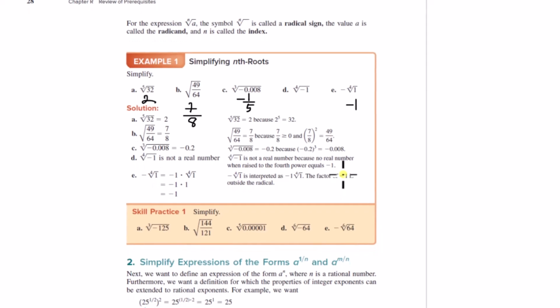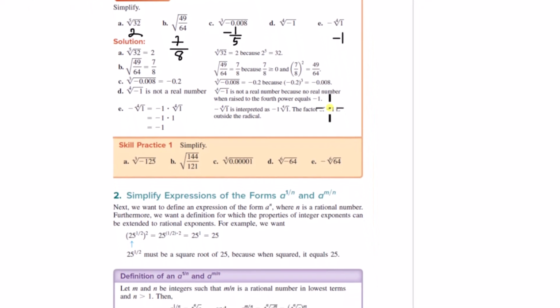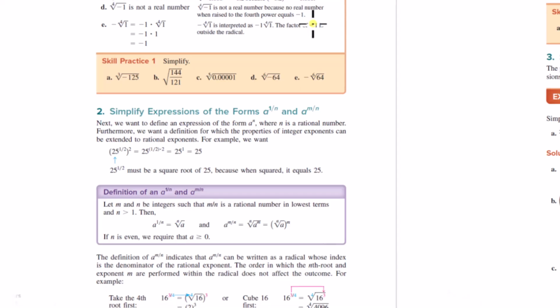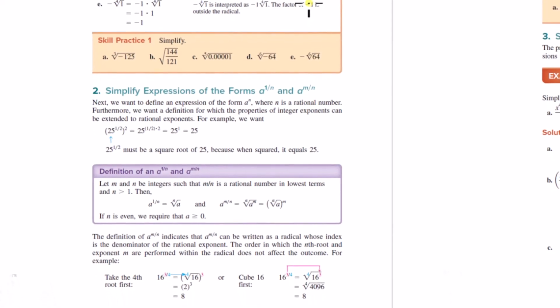Okay, now that we understand radicals, let's think about how we would define a number to a rational exponent, so a ratio of integers. What does some number to the integer n divided by the integer m mean? What would that mean?